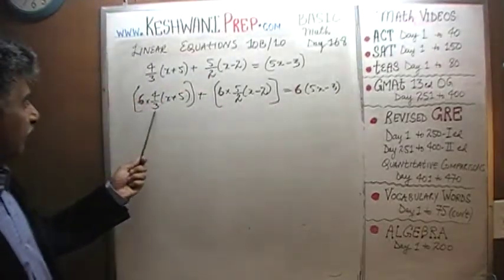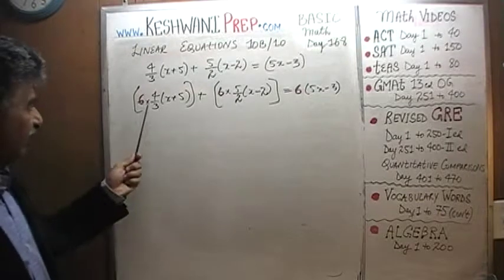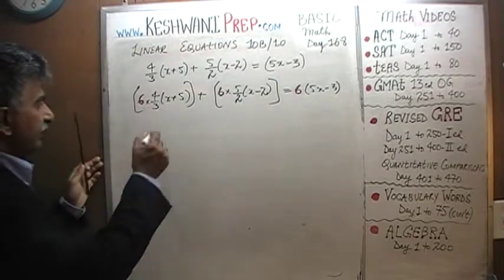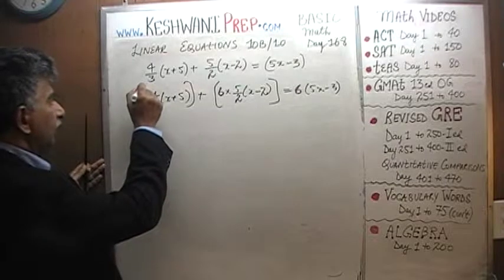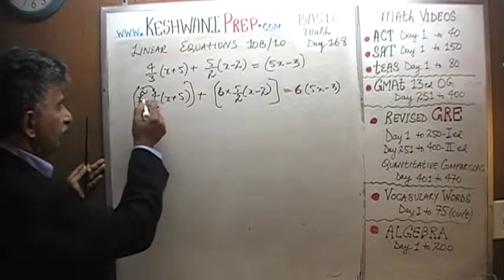Now we can get rid of this 3 from the bottom. We have 6 on the top, we have 3 on the bottom. Let's divide top and bottom by 3. If we divide top and bottom by 3, the 3 is going to go away and 6 is going to become 2. And now 2 times 4 is going to give us 8.